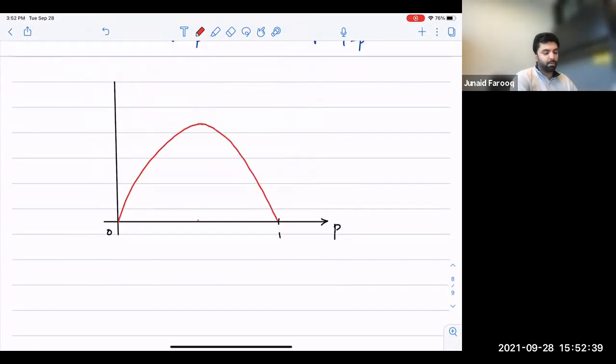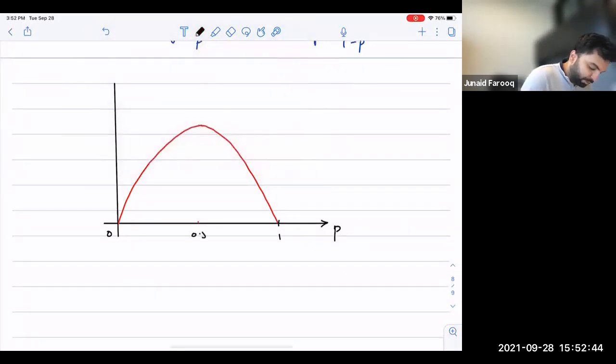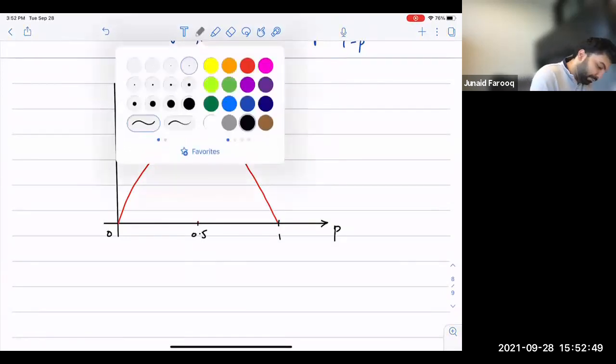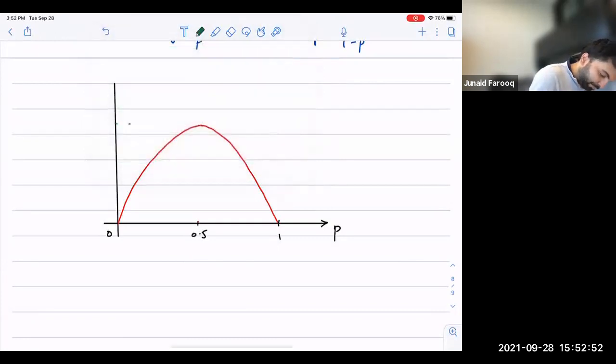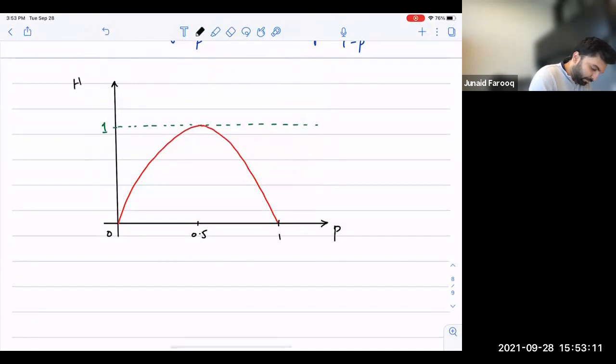So if you go and plot this in MATLAB, you will see that this is the type of curve that you will obtain, and it peaks at 0.5. So if p is 0.5, then you have the maximum entropy. We computed this was 1 in our first example. That corresponds to a fair coin.